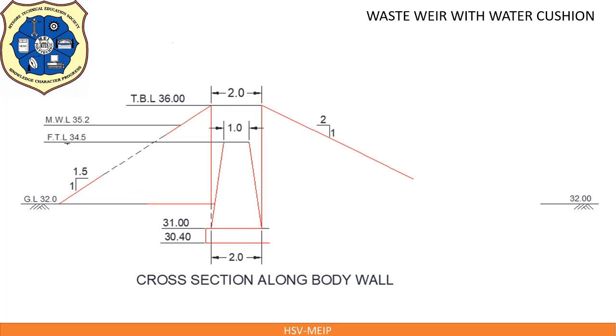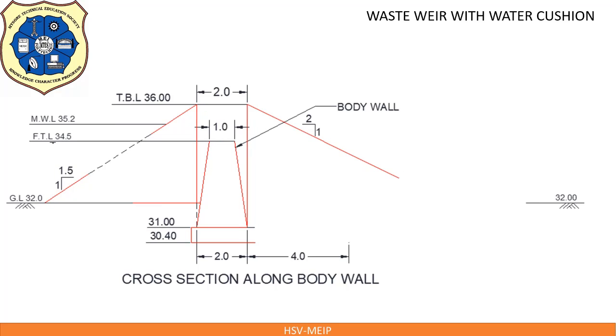Now draw abutment line. This is abutment which retains the earth. When we draw plan and longitudinal section, abutment portion can be viewed clearly. Complete naming of body wall.